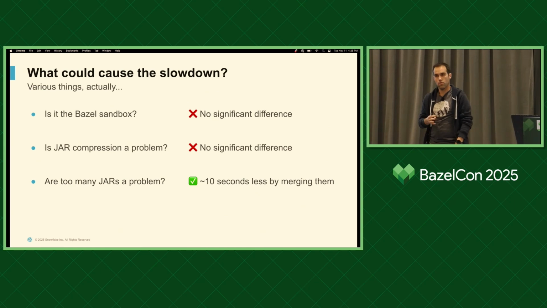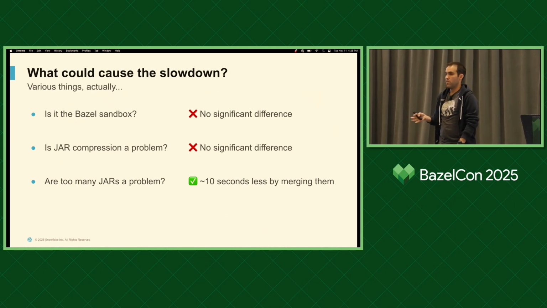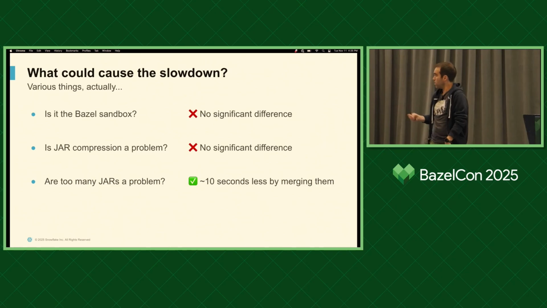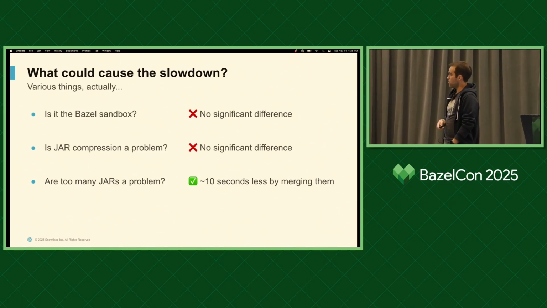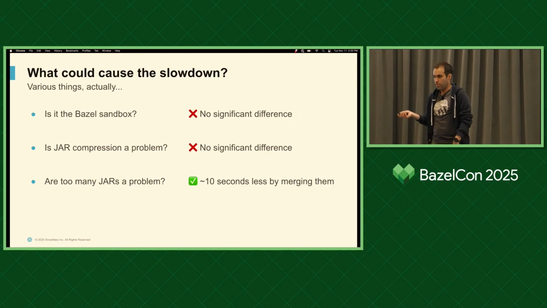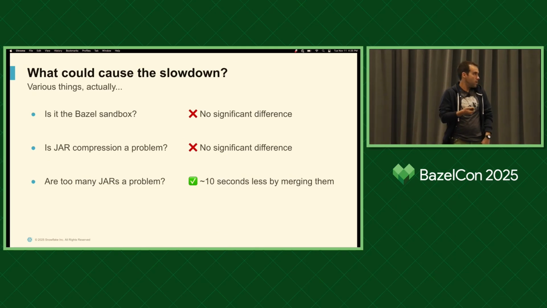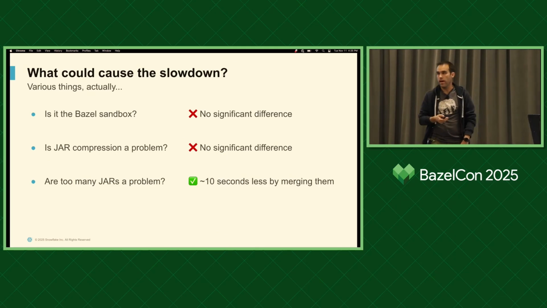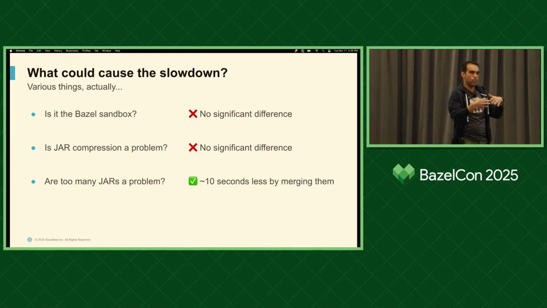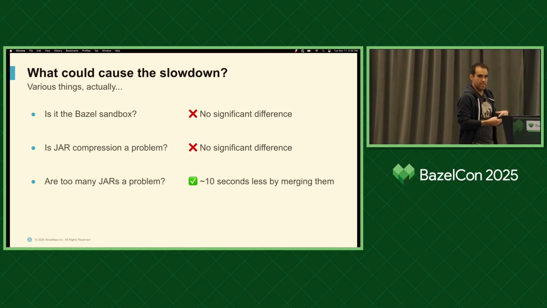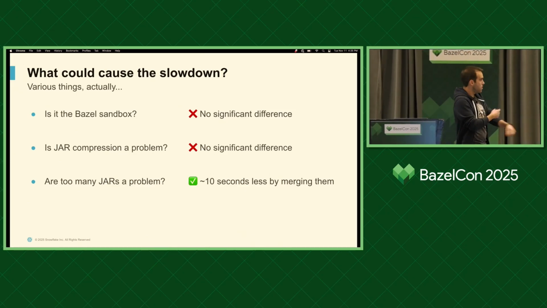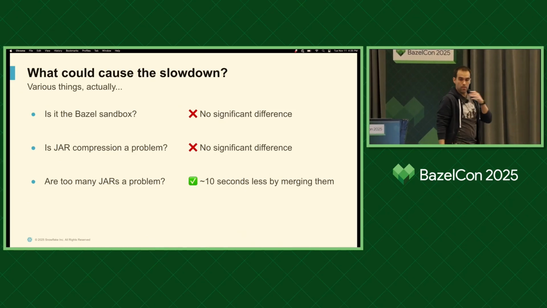In case you don't know, jar files are really zip files. You can inspect them with zip tools as normal, and they are compressed. So I tried to disable compression to see if that was the cause, and no difference either. So it really was that there were too many jars. The way I proved that was that I unzipped them all, put them together by hand, and ran the test, and the test was fast. So it was pretty obvious that the number of jars was the problem. So we had to do something about that.